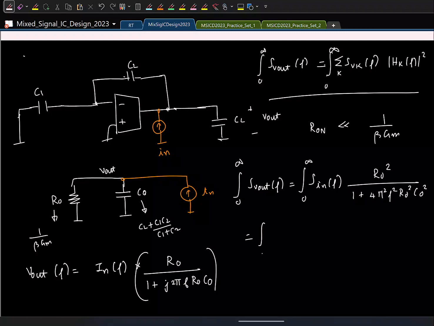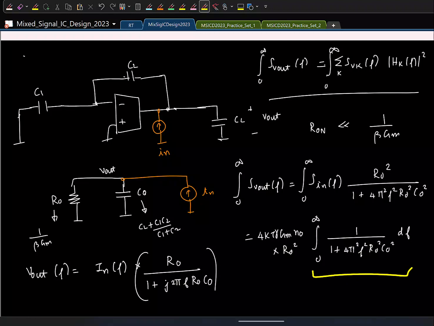So this is 0 to infinity. S_in(f) is 4 kT gamma gm times n0, that's a constant, times this. R0 squared I'll remove outside, it's a constant. So the only thing I'll have is the square. So what is this integral? 1 by 4 R, 1 by 4 RC. I mean, this is a good result to remember, so please remember it.